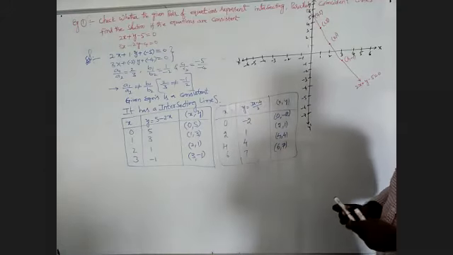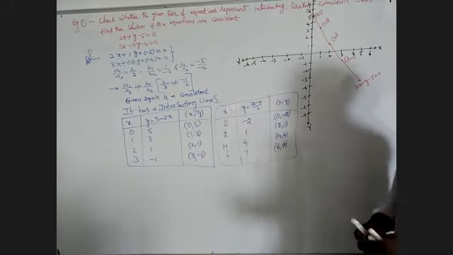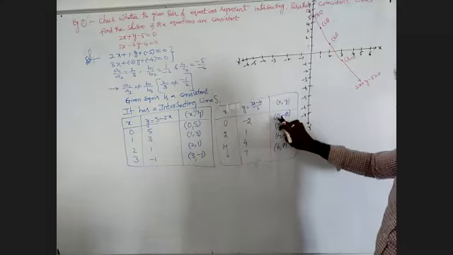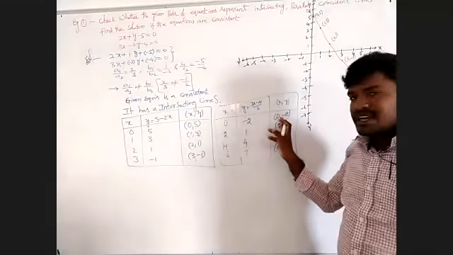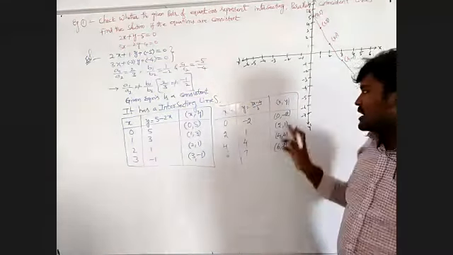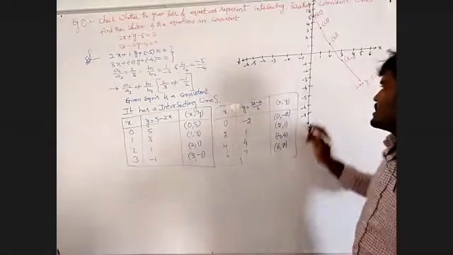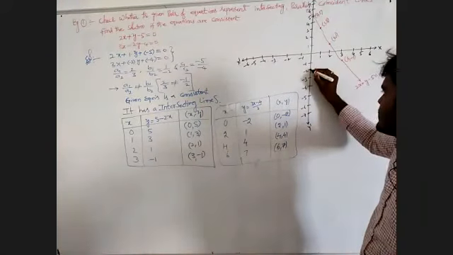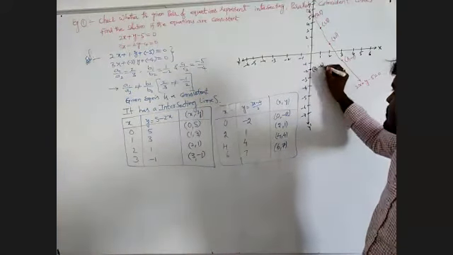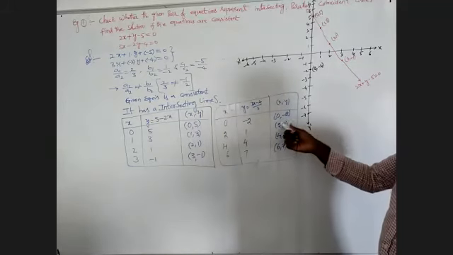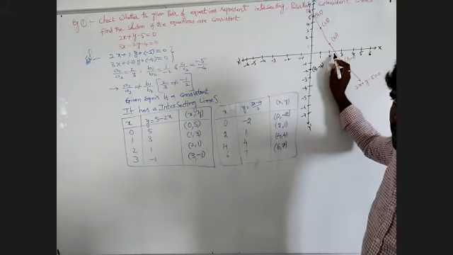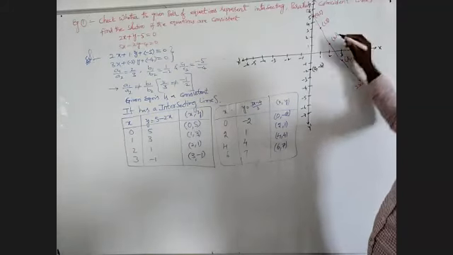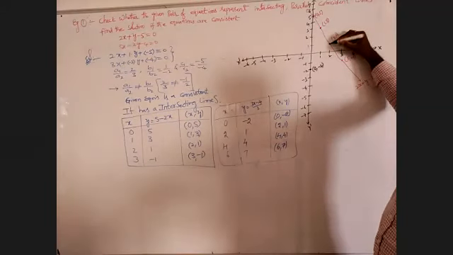After that we take the second line. What are its points? First one is (0, -2). Here the x-coordinate is 0, which means it lies on the y-axis. So first we take (0, -2). After that we take (2, 1). On the x-axis we take 2 and on the y-axis we take 1. This is the point (2, 1).